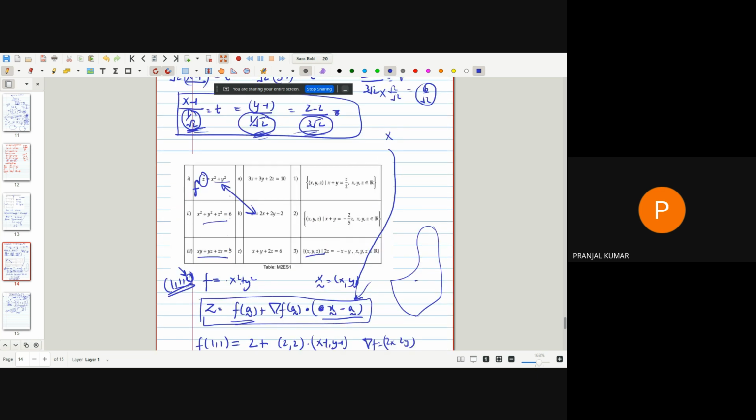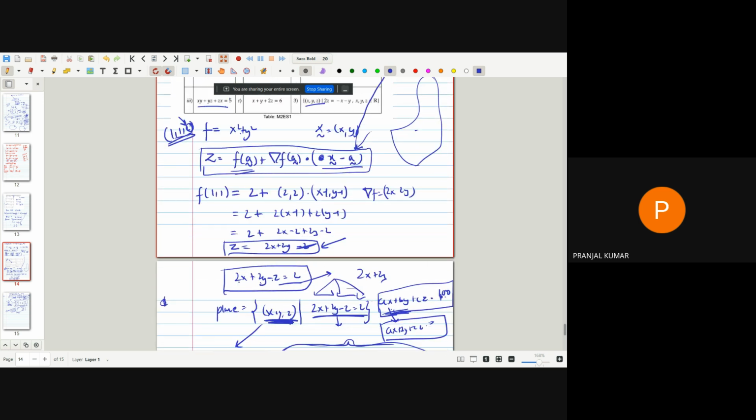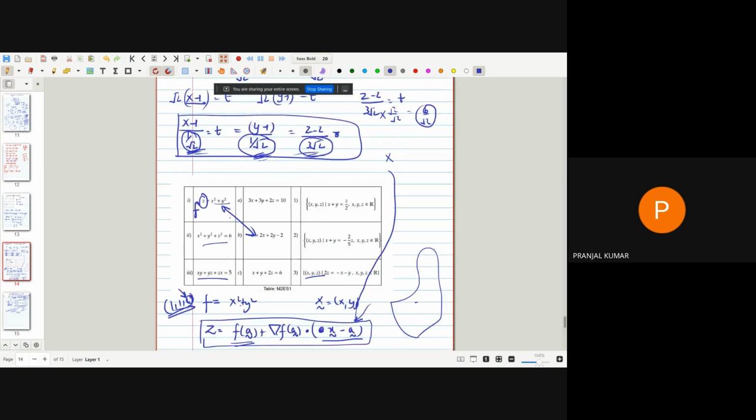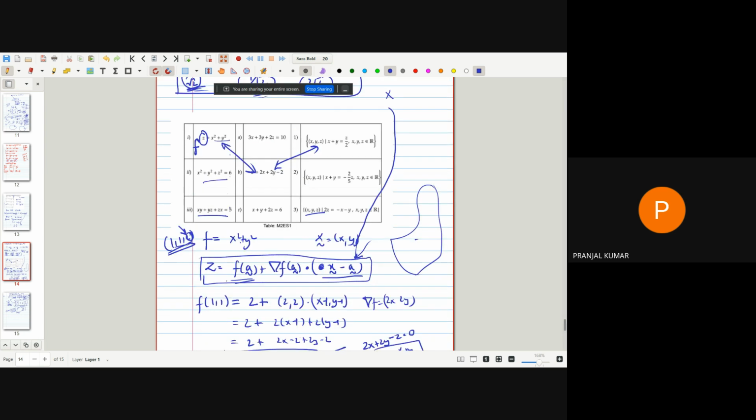So this is your plane: 2x plus 2y minus z is equal to 0. So z by 2 is equal to x plus y. Okay, so this is your plane. Clear? Now you can repeat this, so this will be very easy. I hope you're getting this. Are you getting this?